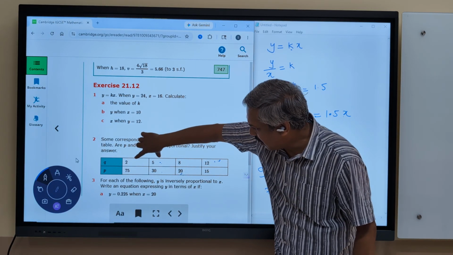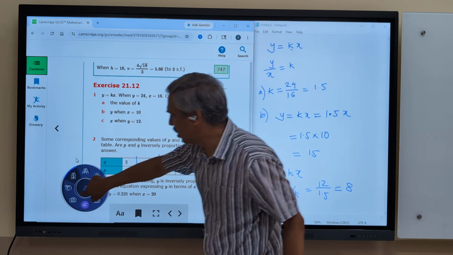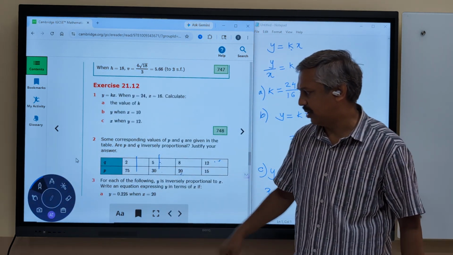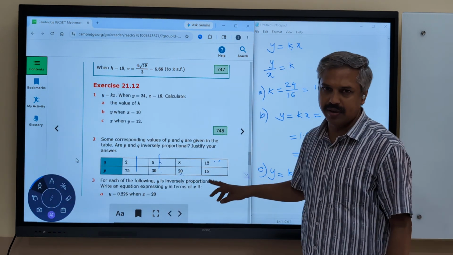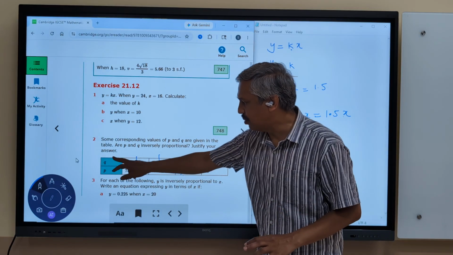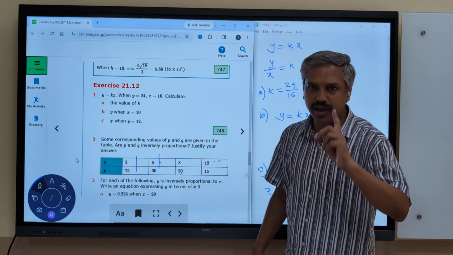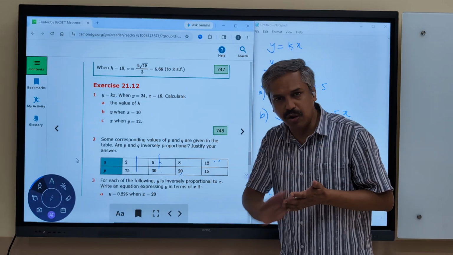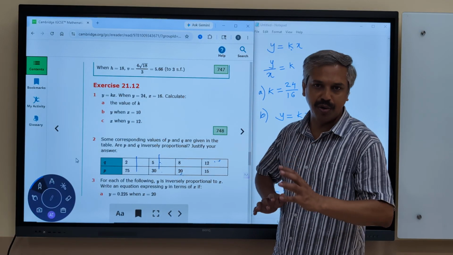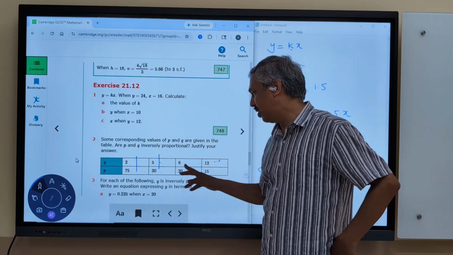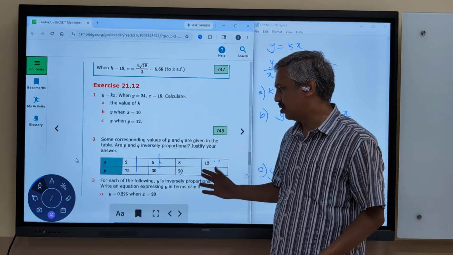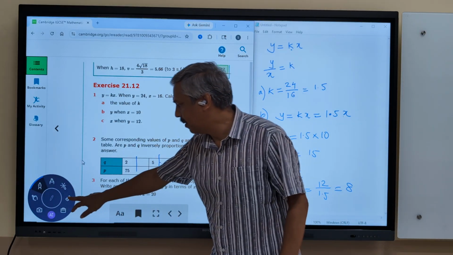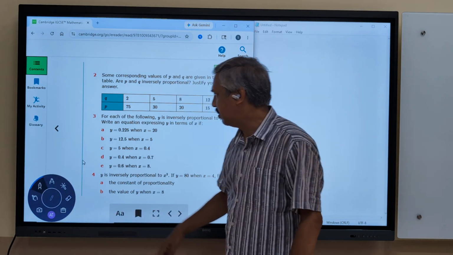So these two values are actually satisfying the required condition, but these two are not. And for any two quantities to be in inverse proportion, their product must be the same always, not just for one or two values. So the product is not constant always, so that is not inverse proportion. So we have to say this is not inverse proportion.